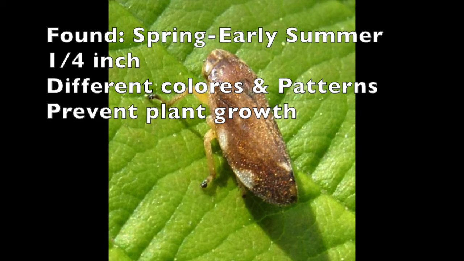Damage by spittlebugs is mostly done by nymphs as they suck sap. They are native to North America and infest more than 350 plant species. They produce liquid and blow air through it to make the spittle masses, and they prevent normal plant growth.